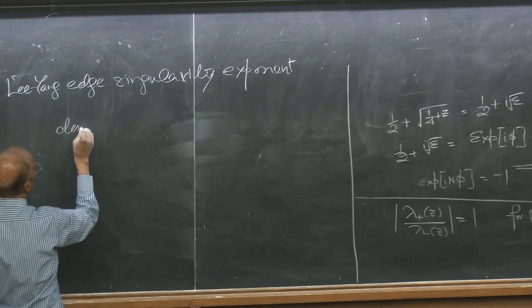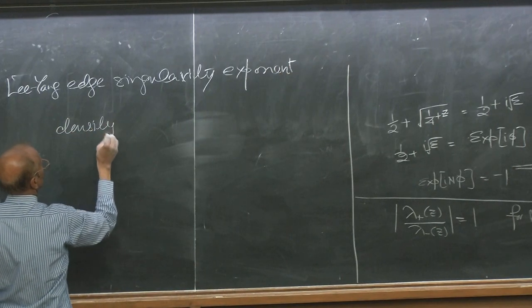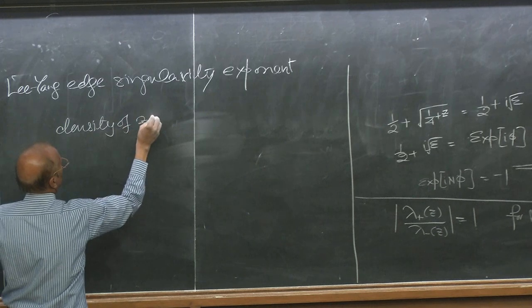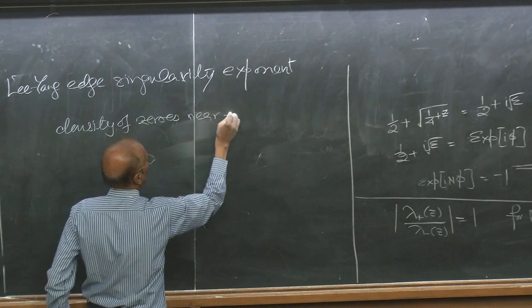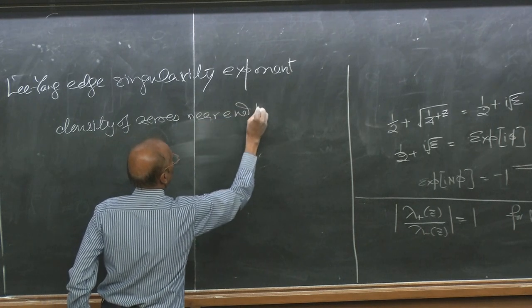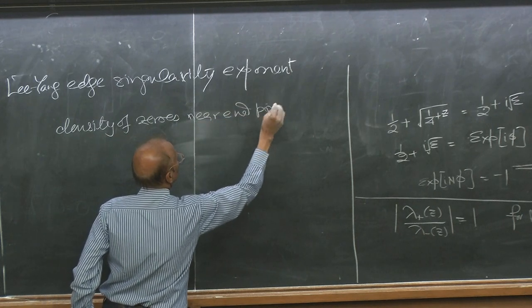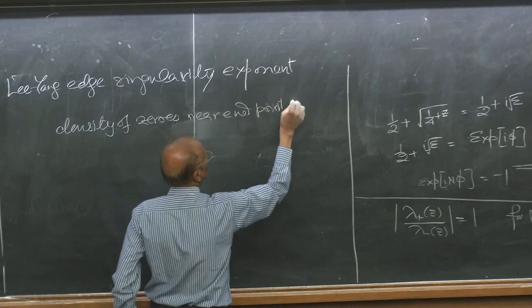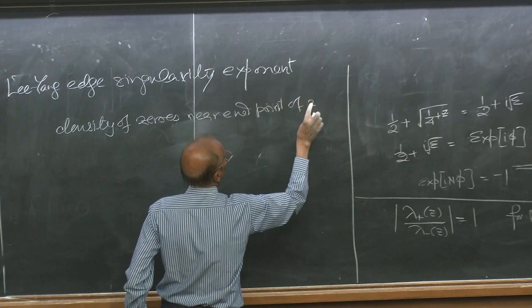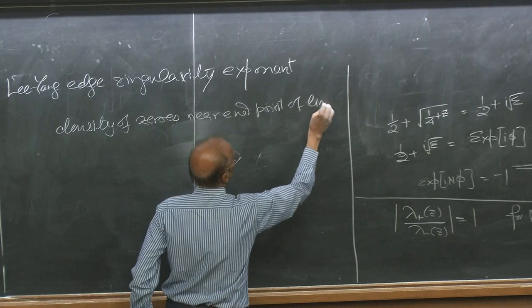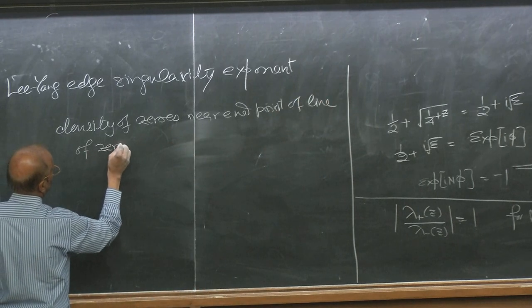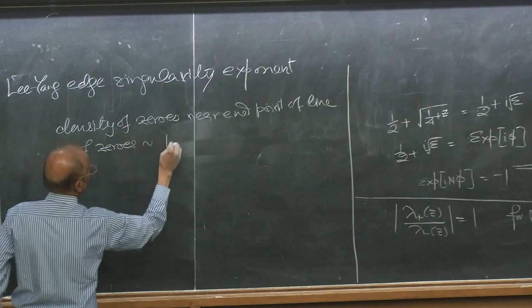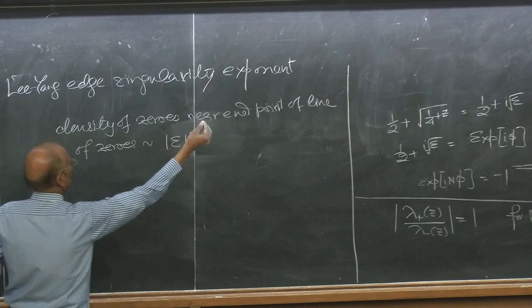Is the density of zeros near the endpoint of the line of zeros goes as epsilon to the power sigma.